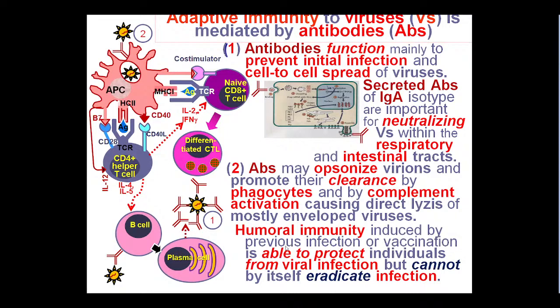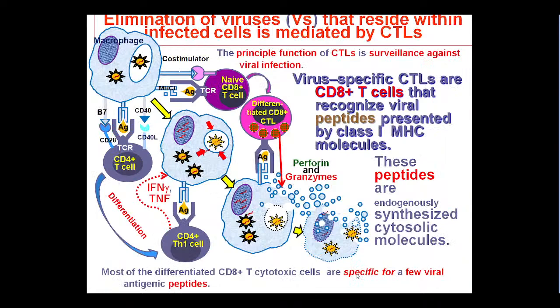Human immunity induced by previous infection or vaccination is able to protect individuals from viral infection, but it does not always lead to self-eradication. It means if viruses are present in the human organism, and if people have antiviral antibodies, in many cases for a long time a balance is established that guarantees the protection of human cells and the survival of viruses in this human organism for a long time. This scheme is analogous to the scheme of the elimination of intracellular bacteria.